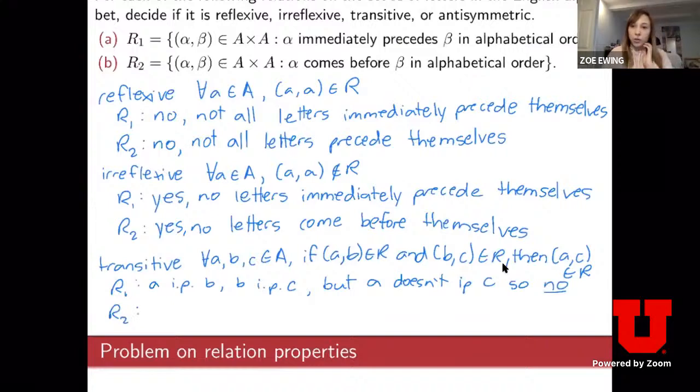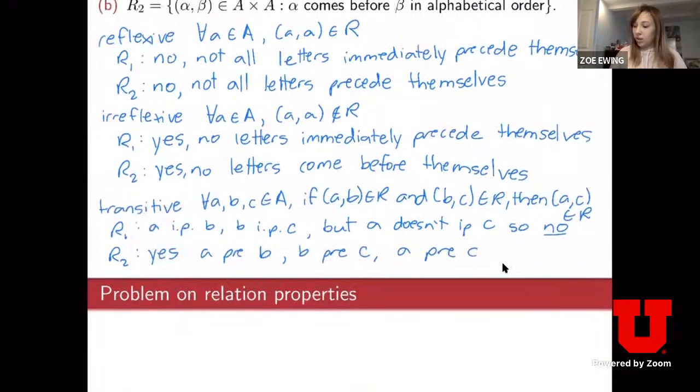All right. What about R2? Yes. R2 is going to be transitive because if A precedes B and B precedes C, A still does precede C. And that's going to be the case for all of the rest of the alphabet.